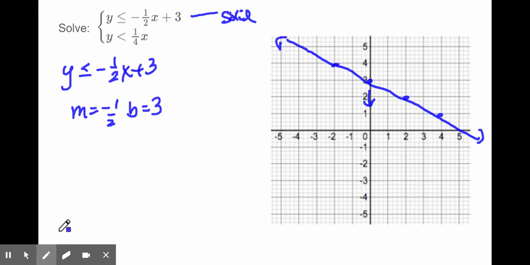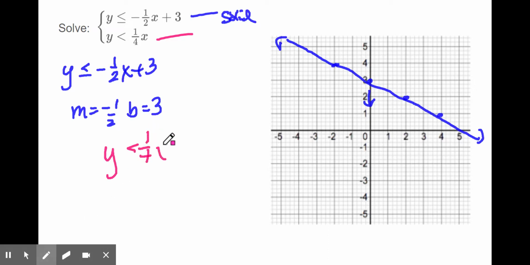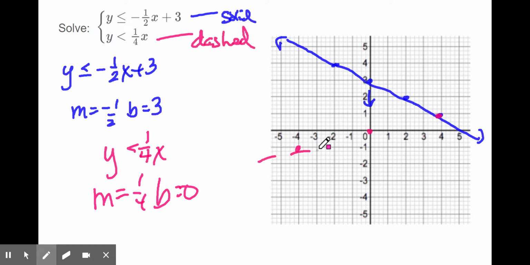Okay, let's go to the other line. The other line they want me to graph is y is less than 1/4 x. Whoops, just less than. So that has a slope of 1/4, and the y-intercept is 0. So I'm going to start on 0, and I'm going to go up 1, 4 to the right. Or I could go down 1, 4 to the left. It's got to be a dashed line, because it's not equal to. And for this line, I'm also going to shade below. Find the y-intercept and shade below it.